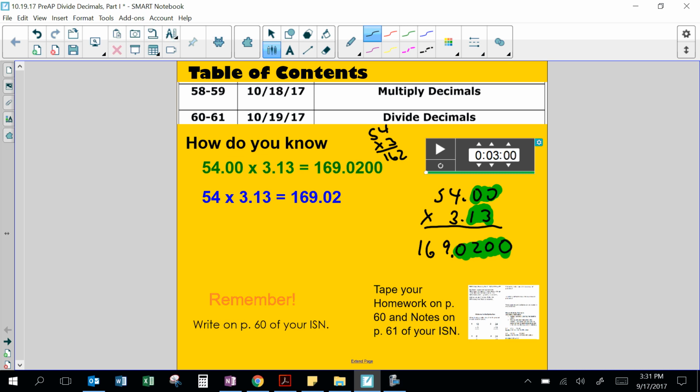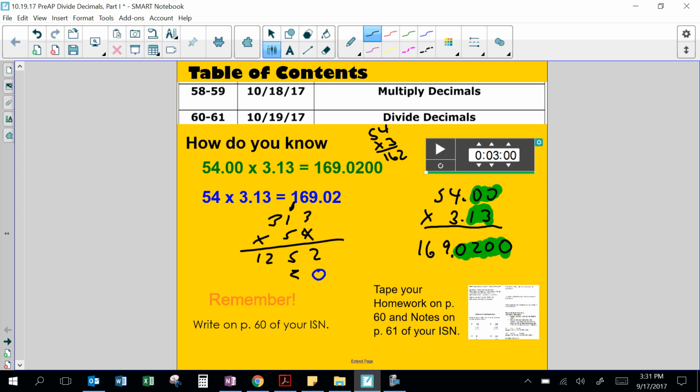I prefer not to line up the decimal point because I do not want to affix the extra zeros. I prefer multiplying just as whole numbers. Like this, 4 times 3 is 12, carry the 1, 4 times 1 is 4 plus 1 is 5, 4 times 3 is 12. I am done with that ones place, so let me put a placeholder here.